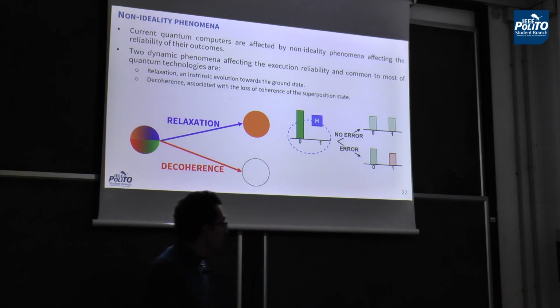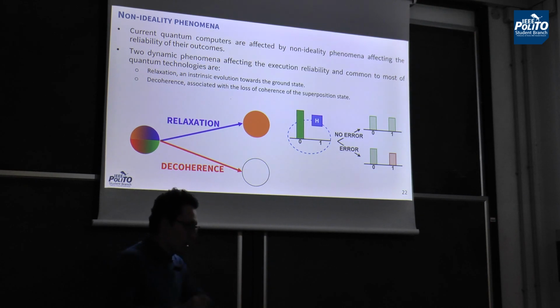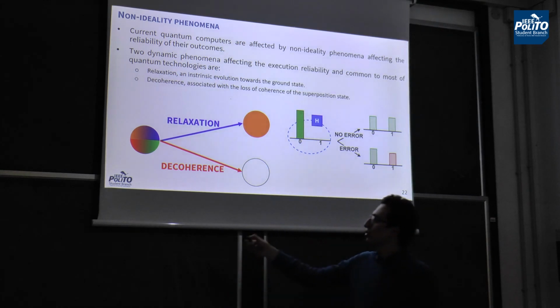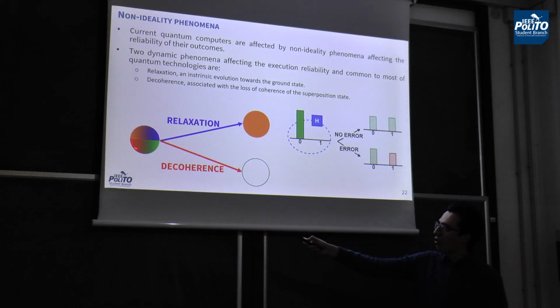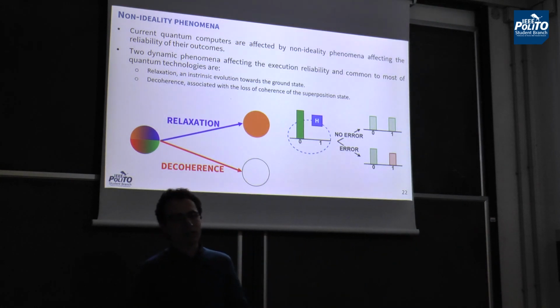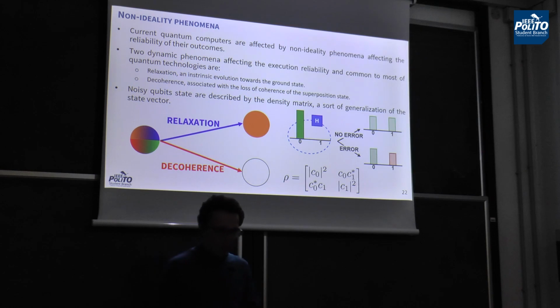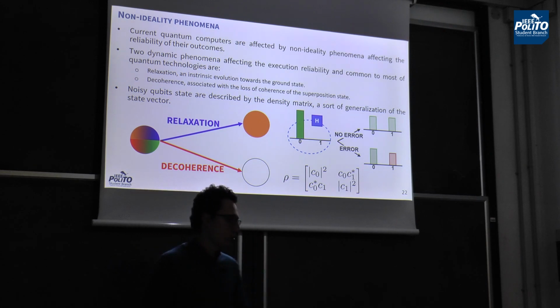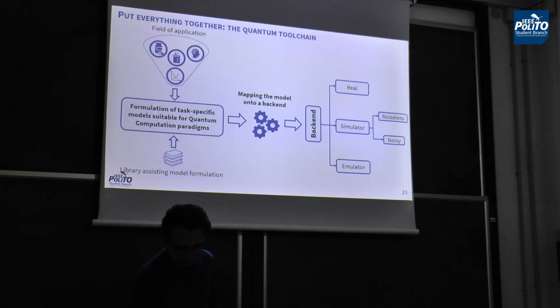Then there is decoherence. Decoherence is the phenomenon according to which the distinguishability of the superposition is not valid anymore. For this reason, we do not have a disk with different colors, but we have a mixture of all possible colors. For this reason, we have a white disk. These are the two phenomena that mainly characterize quantum technologies. From a mathematical point of view, a state affected by relaxation and decoherence, in general by these non-ideality phenomena, is described by the density matrix, which is a generalization of the state vector that I showed previously. The main diagonal of the density matrix corresponds to the probability distribution of these basis states.